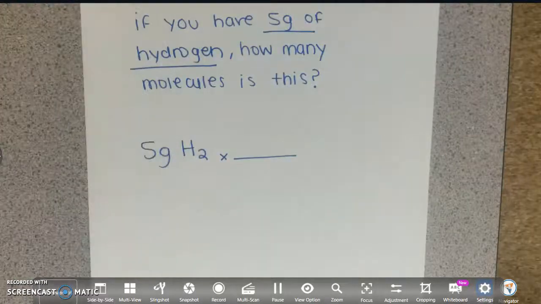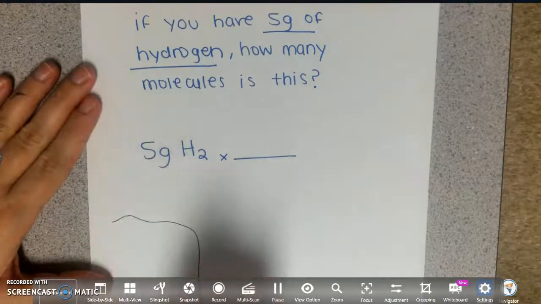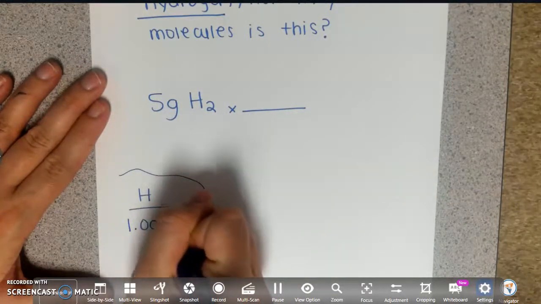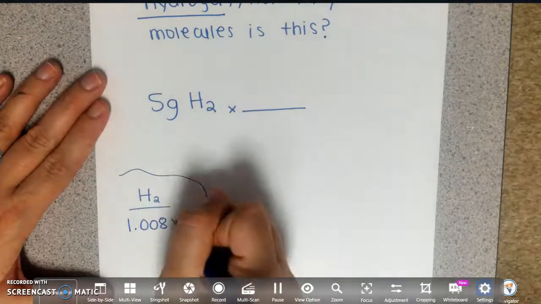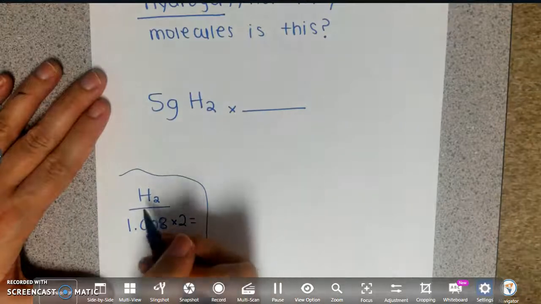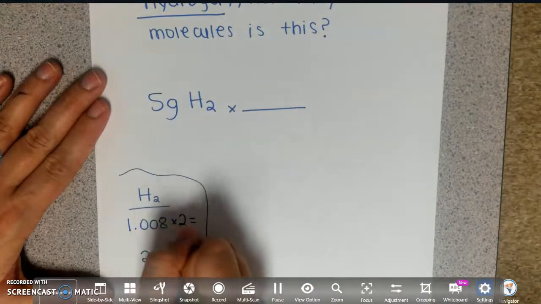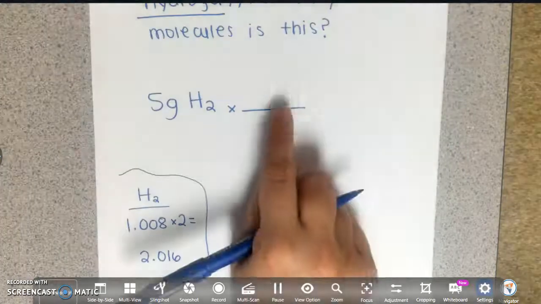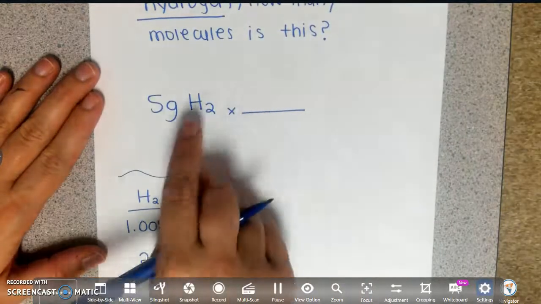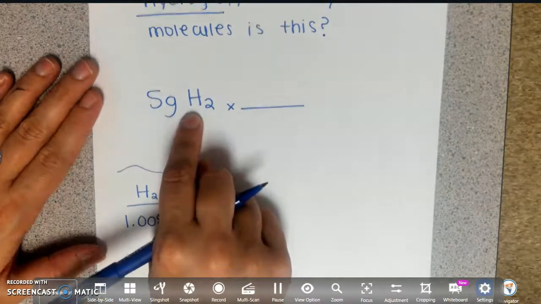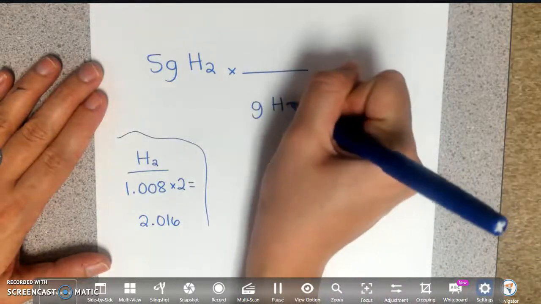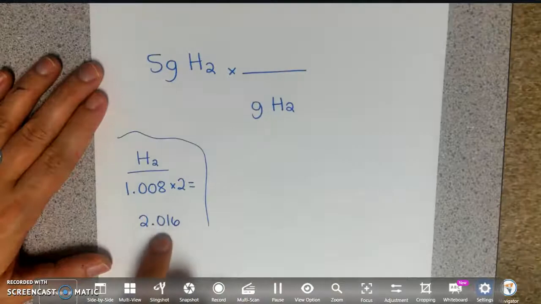I go to the periodic table, and I'm going to do this off to the side. Hydrogen has an atomic mass of 1.008, but it's H2, so I have to multiply that by 2 because of the subscript. So really, that's 2.016. That's the atomic mass of hydrogen, how many grams are in 1 mole. I need to put that in this spot because I have this unit grams, and with dimensional analysis, you want your units to cancel out. So down here is going to be grams of hydrogen, and the number that goes with grams is again our atomic mass.